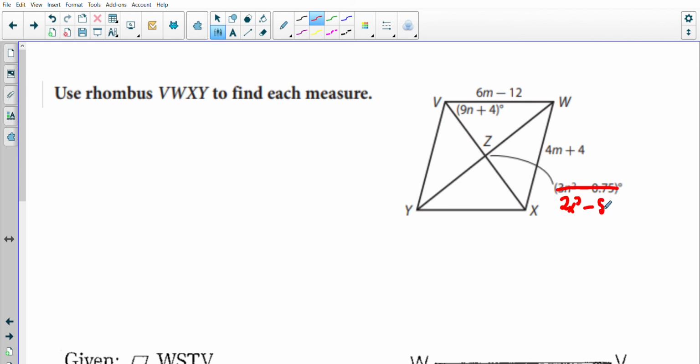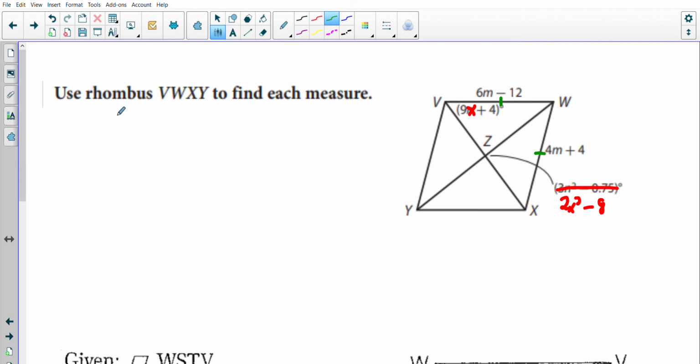Okay, and then this value right here, I believe this is supposed to say 9x plus 4. So again, my apologies there, but please make sure that you update your notes on that. And it just tells us to use this rhombus to find each measure. All right, so if this is a rhombus, well, those two side lengths should be the same.